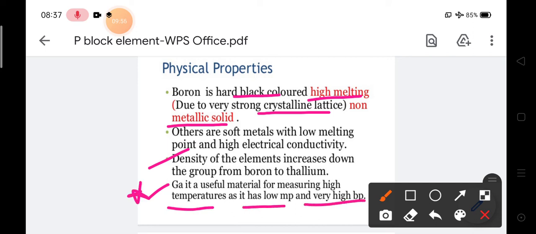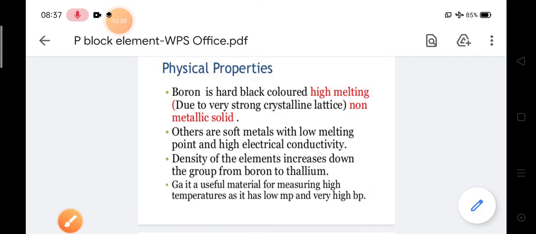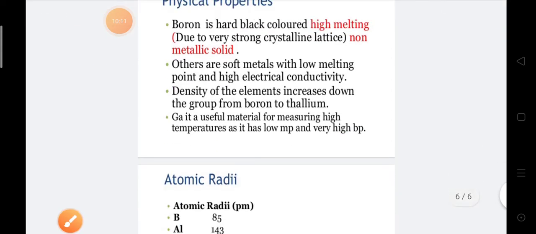So please remember this point as well. Gallium is a useful material for measuring high temperatures as it has a low melting point but a high boiling point. So we use it in measuring high temperatures.